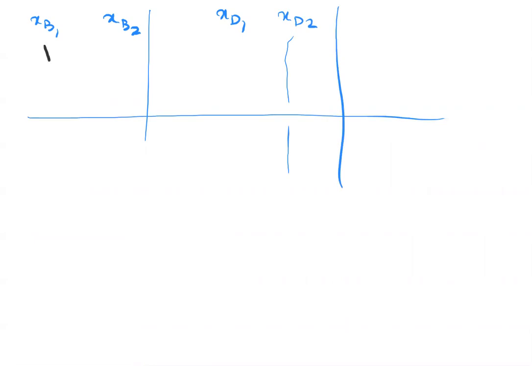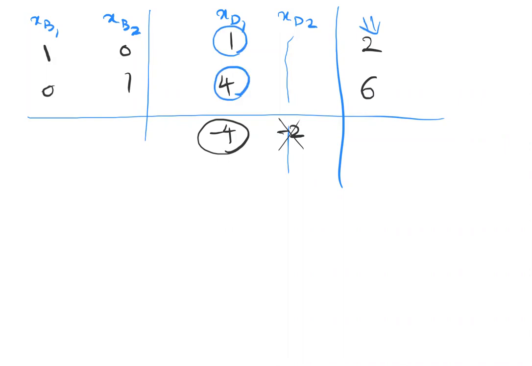All right, so we have 1, 0, 0, 1. For xd1, we said the coefficients are 1, 4, minus 4. This one was minus 2. That's why this is not selected. We choose the most negative value. And here at this side, the values that we have are 2 and 6. So what we were saying was dividing these values by the coefficient of the corresponding xd. 2 divided by 1 is 2. 6 divided by 4 is 1.5.